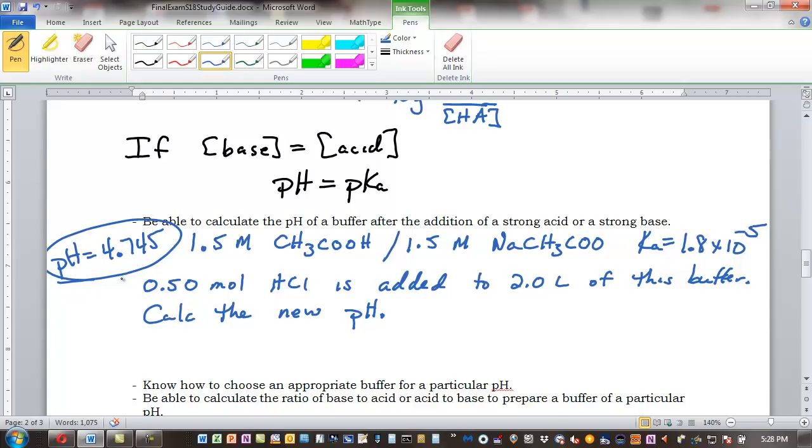Now we're going to add strong acid. So what's going to happen to the pH of that buffer? Decrease. It's going to go down. Okay, it's going to become slightly more acidic. So again, you're doing a multiple choice test. You can probably eliminate a couple of choices that are there. If you know, oh, I'm adding strong acid, the pH has to go down.